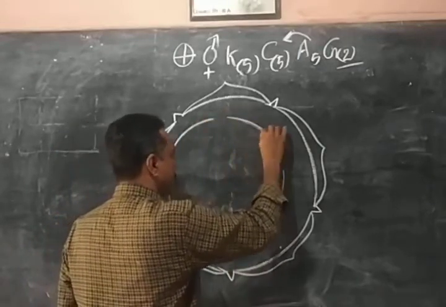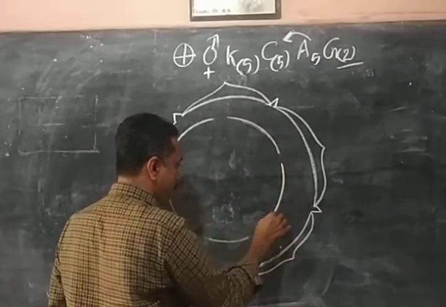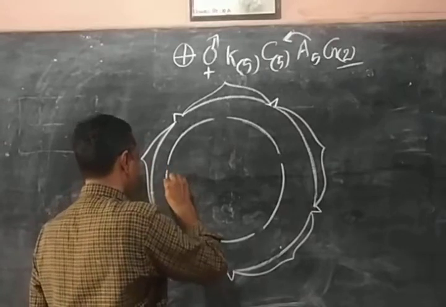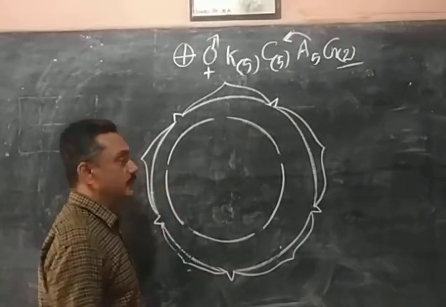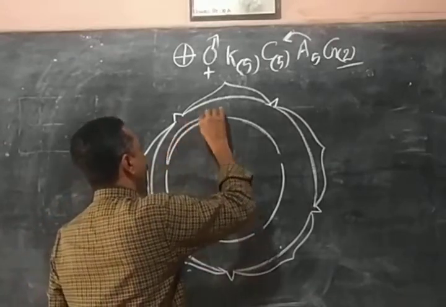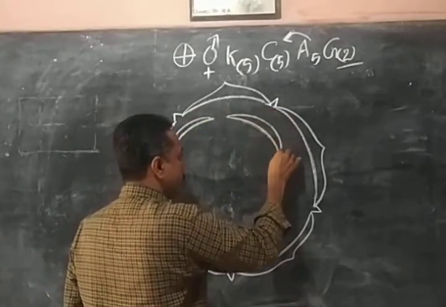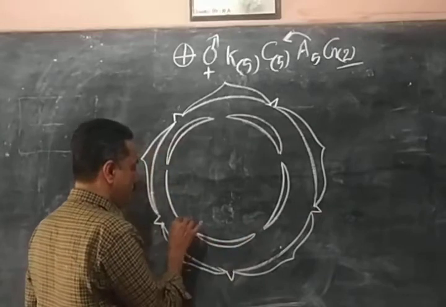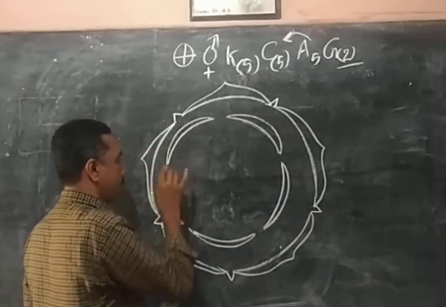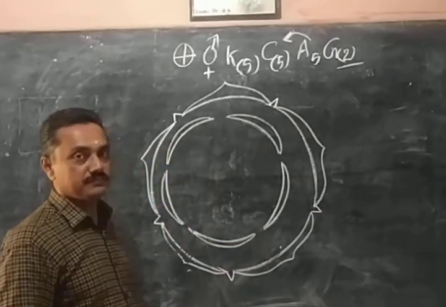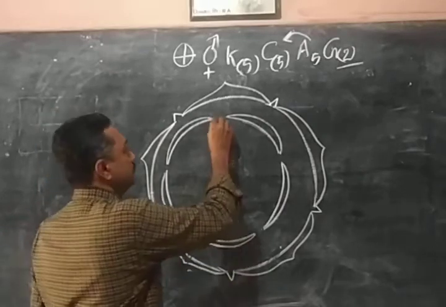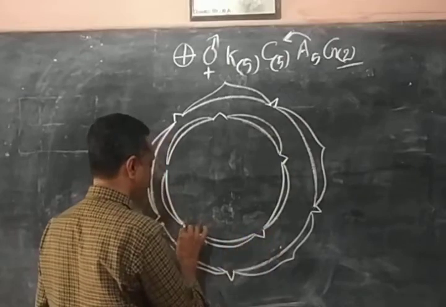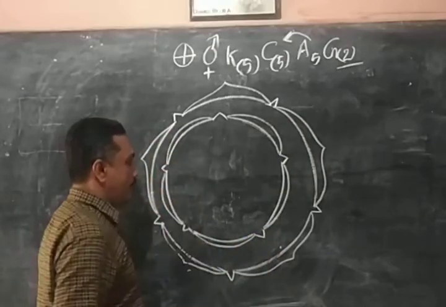See, 1, 2, 3, 4 and 5, they represent petals like that. 5 petals, gamopetalous, joined.